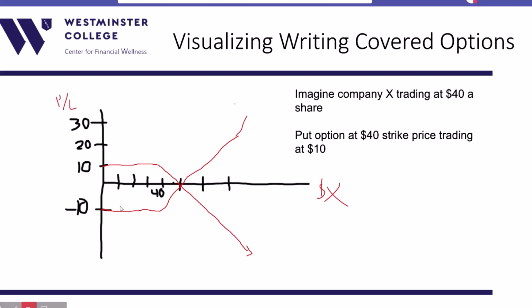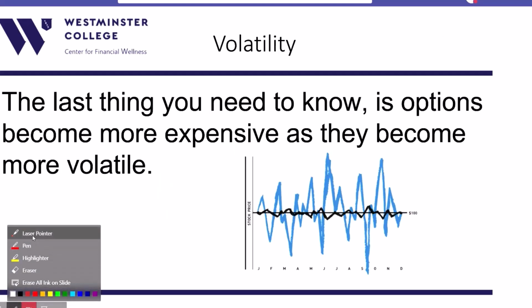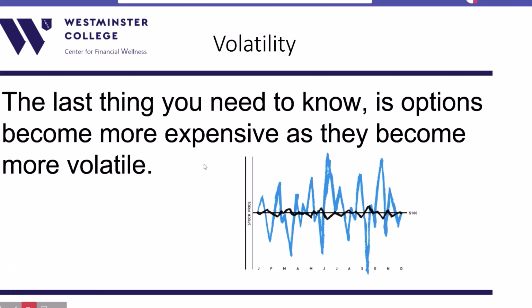All right. The last bit of information you need to know about options is that as options become more volatile, they become more expensive. If you need a definition of volatile, it just means a high degree of variance between each stock price. So sometimes the stock is really low, sometimes it's really high, and there's wide amounts of disparity between each of those prices.